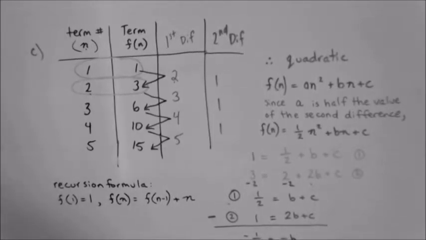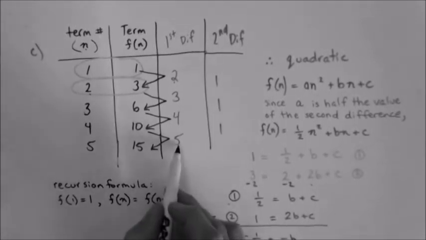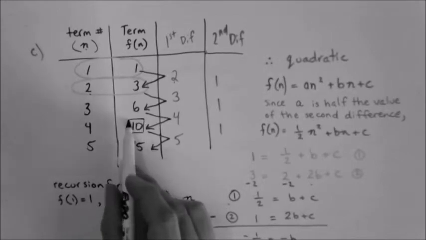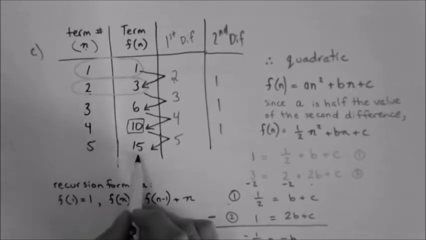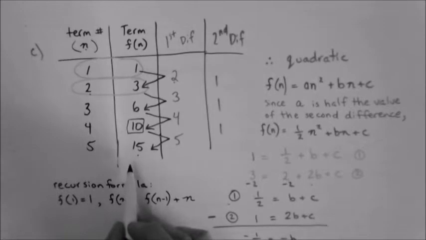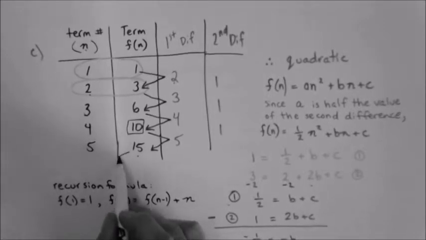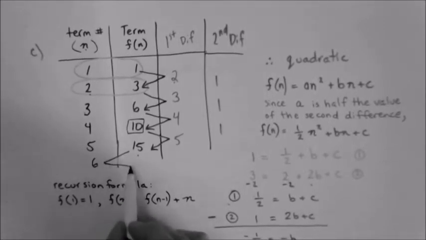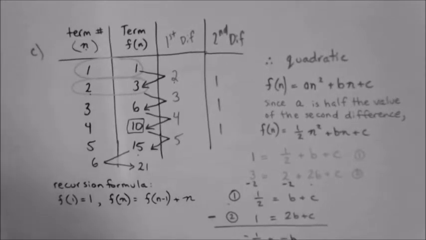Okay? So if you want term 5, you need to start with term 4 and add 5. If you want the next term, you're going to start with term 5, add 6, and you'll get 21. Then you'll add 7, you'll get 28. Then you'll add 8, you'll get 36. Anyone else? 36? Okay, excellent. Good job.